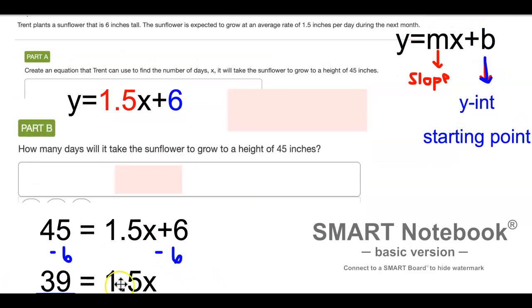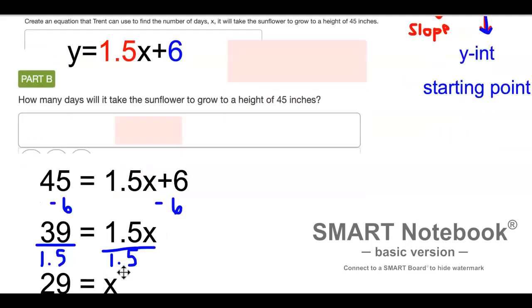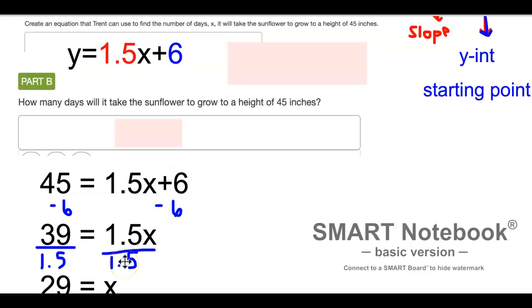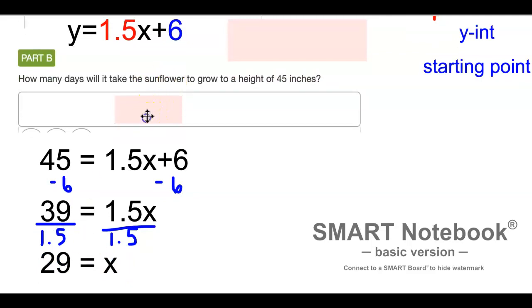When we do that, we get that 39 = 1.5x. Now this 1.5x, remember, that's 1.5 times x. So the inverse of multiplying is dividing. To undo multiplying by 1.5, we're going to divide both sides of our equation by 1.5. And when we do that, we get the answer is 29. So it will take 29 days for Trent's sunflower to grow to a height of 45 inches.